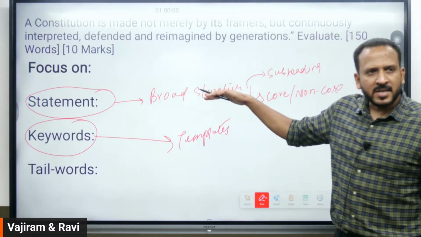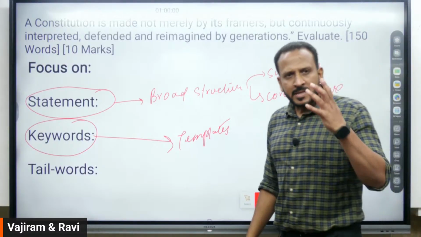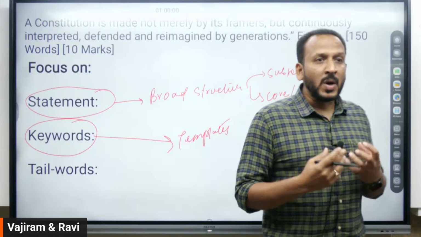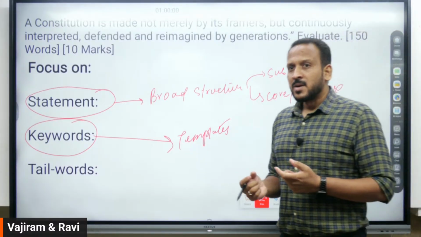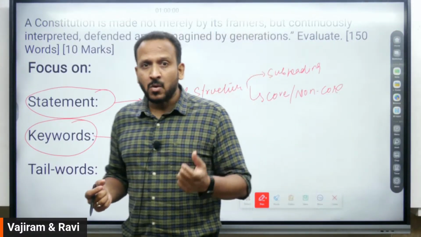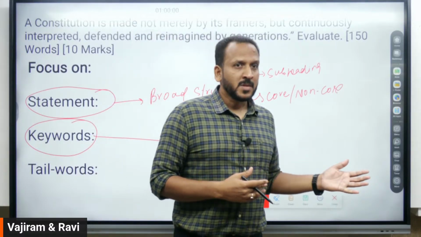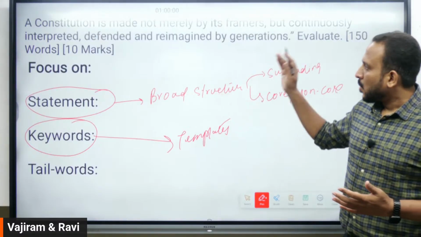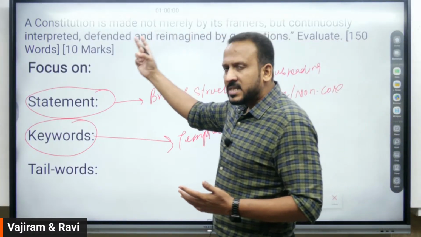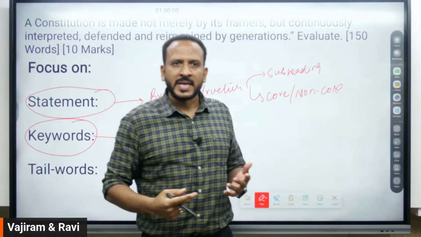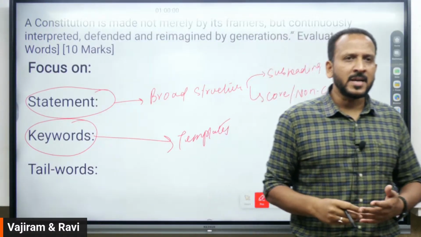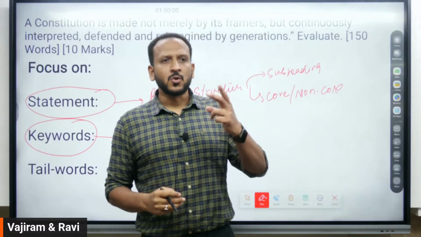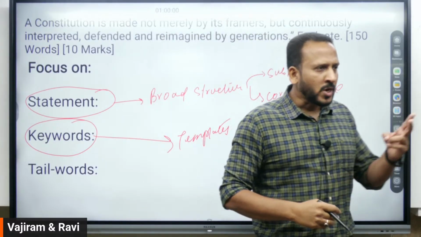So within the broad structure, how are you going to generate the points? To generate the points, you have to find the keyword. Which keyword can we break down to generate the point? So first we will see what is the broad structure. In how many parts can the statement be broken down? Can anyone tell me quickly in how many parts you have written the answer? Yes, 3 parts, 2 parts, 3 parts. What are those 3 parts?